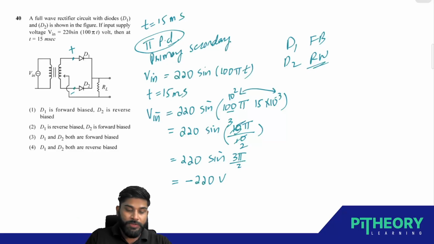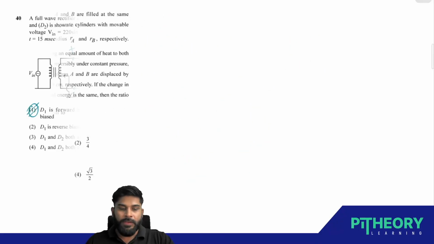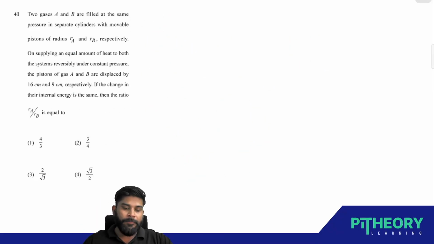You can take option 1, D1 is forward biased, D2 is reverse biased, as the answer for this. So now question number 41.